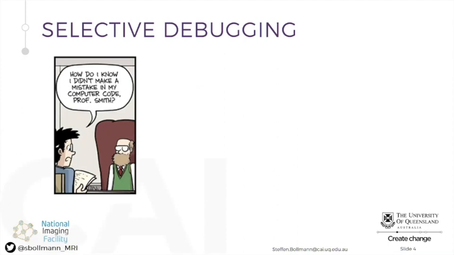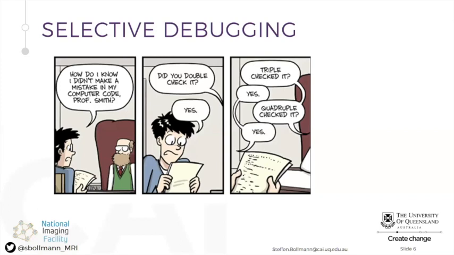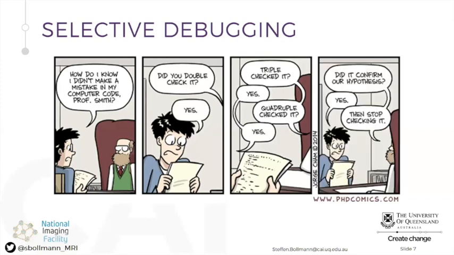So here's a comic to illustrate this. This grad student goes to the professor and asks, well, how do I know I didn't make a mistake in my computer code, Professor Smith? Well, did you double check it? Yes. Triple checked it? Yes. Quadruple checked it? Yes. Did it confirm our hypothesis? Yes. Well, then stop checking it.